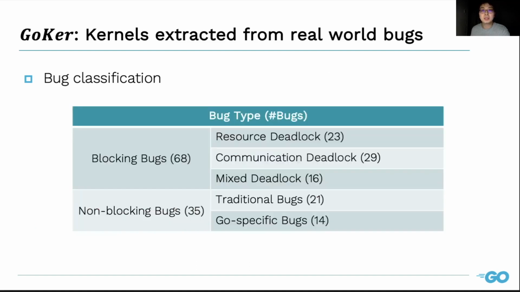At present, GoKernel contains 68 blocking bugs and 35 non-blocking bugs. We did not extract all bugs in GoReal to kernels, because some bugs in GoReal may use more than 10 unique goroutines, or have complex interactions with other goroutines involving RPC or reflection library.